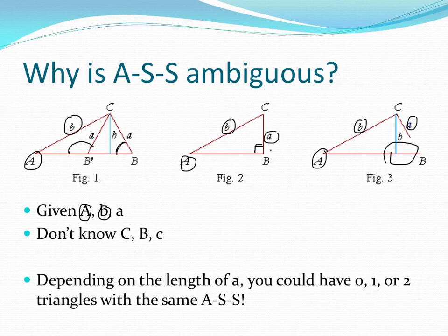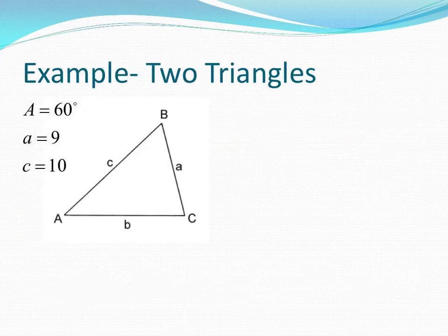Depending on the length of that second side A, you could have anywhere between 0 and 2 triangles with the same angle, side, side. That's why you couldn't use angle, side, side to prove congruency in geometry, because angle, side, side could determine more than one triangle. Let's look at an example of this two triangle situation.